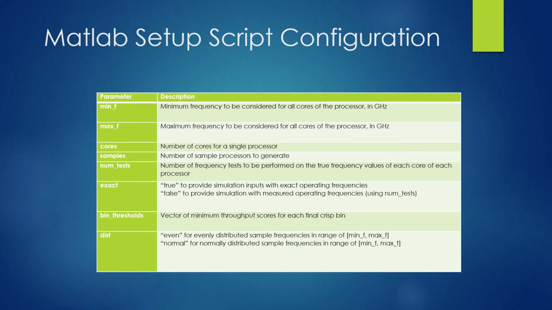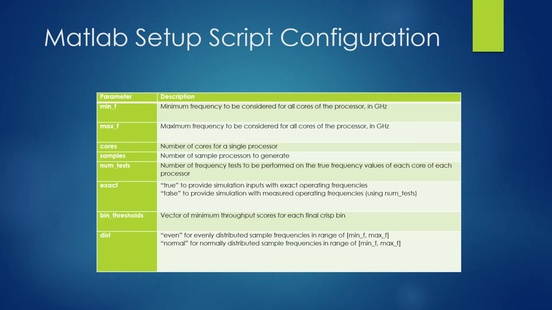As I mentioned, this script does contain a few configuration parameters that can be used to set up the simulation. I'll just go over a couple of these. These are all of the parameters. You can set the range of the frequencies to be considered. In the case that I'm mentioning here, the minimum would be 4.0 and the maximum is 4.2. We can specify the number of cores for the processor, and in our example this is a 16-core processor. The number of samples to generate for the data set: in our case, we are doing 1,000 samples, so 1,000 processors will go through our simulated binning procedure.